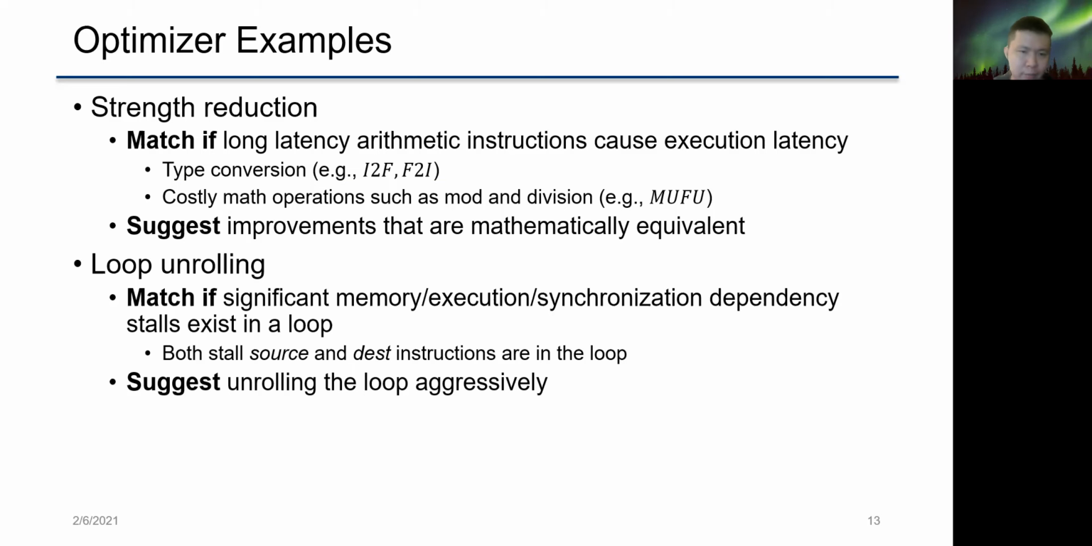Loop unrolling optimization is a latency hiding optimization. It matches samples such as significant memory, execution, or synchronization dependency stalls that exist in a loop, where both the stall source and the destination instructions are within the loop. It suggests that we can unroll the loop aggressively if the compiler failed to do so.